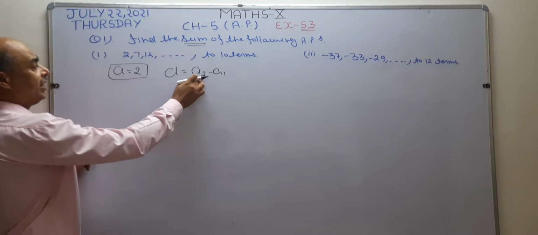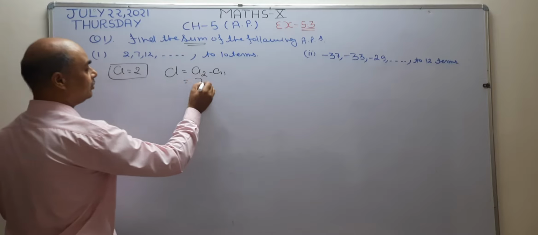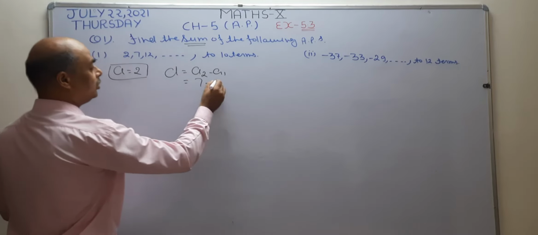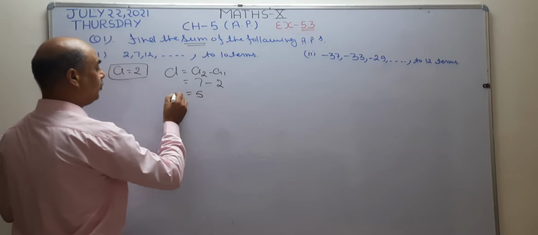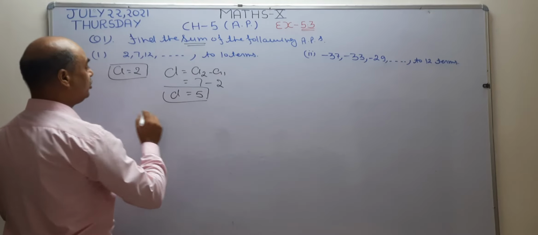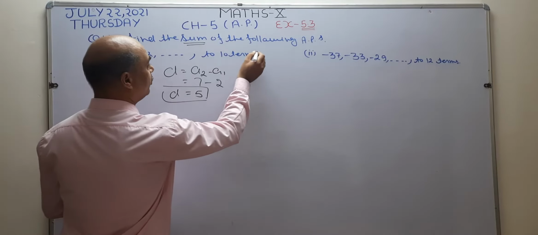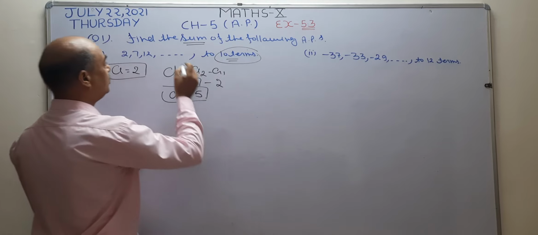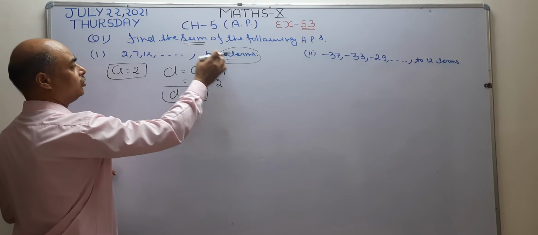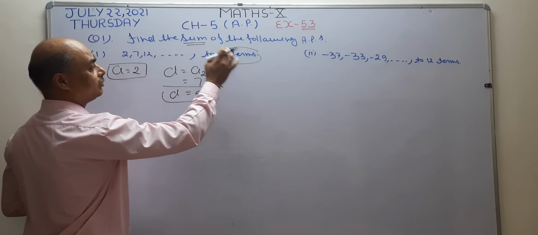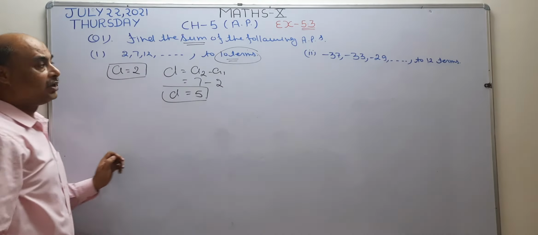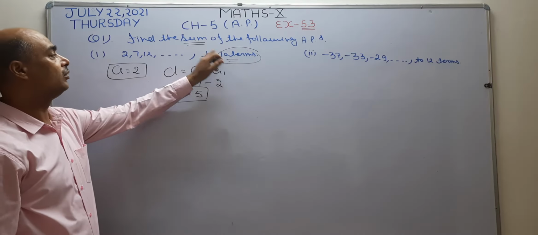What is a2? A2 means second term. The second term of AP is 7, the first term of AP is 2. 7 minus 2 becomes 5. So the value of d becomes 5. In this question, we are going to find the value of the sum of n terms. I want to find the sum of the first 10 terms.